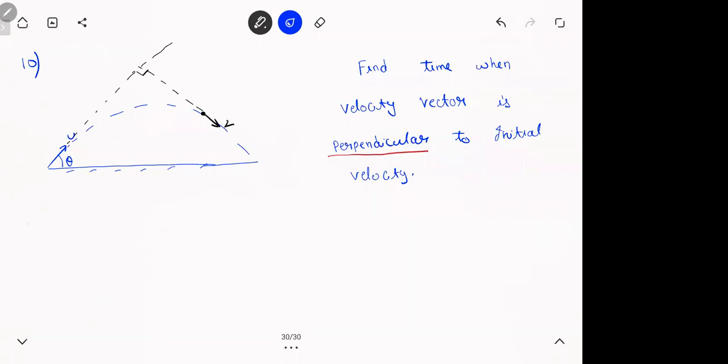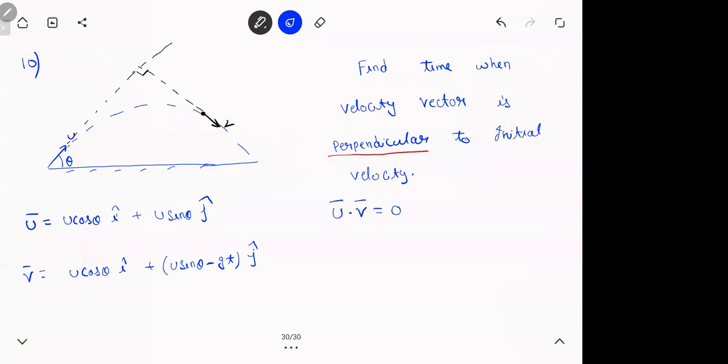So what is the initial vector? Initial velocity will be u cos theta i cap plus u sin theta j cap. That's your initial velocity. What is the velocity after time t? Horizontal velocity will never change, whereas the vertical component will be u sin theta minus gt. You can go to the list of formulas where we wrote this. Now what am I saying? u bar dot v bar is 0 because they are perpendicular.